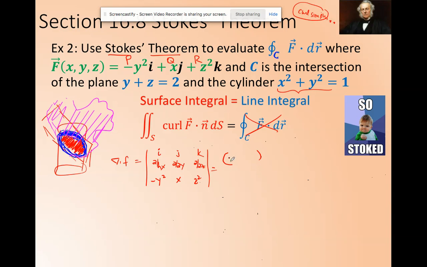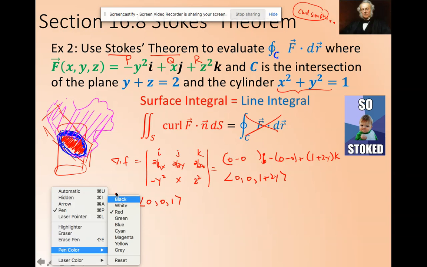And hopefully it doesn't take too much for you to see that my I component is going to be 0. My J component is also going to be 0. And my K component is going to be 1 minus negative 2y. And then what are we going to do with the normal again? You're going to think about projecting this down onto the 2D surface. What do you get?